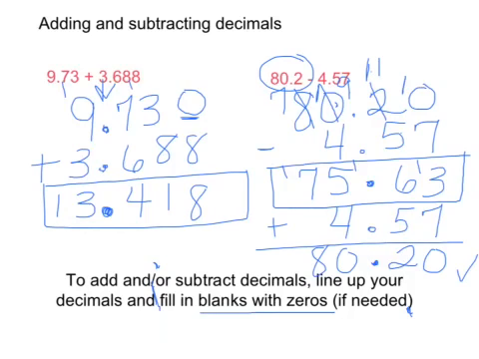Same thing with our addition problem. We can use subtraction to check our answer. We can take either number, 9 and 73 hundredths. We can subtract it, and we should end up with that 3 and 688 thousandths. So that is our first one. Good luck.